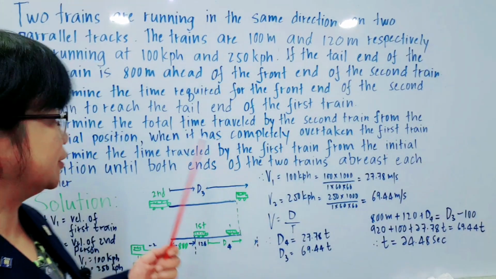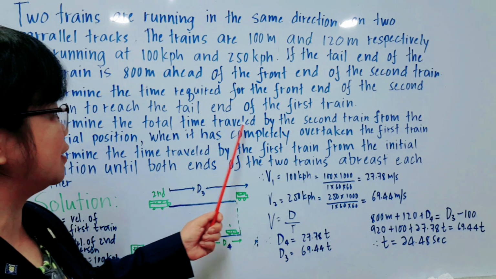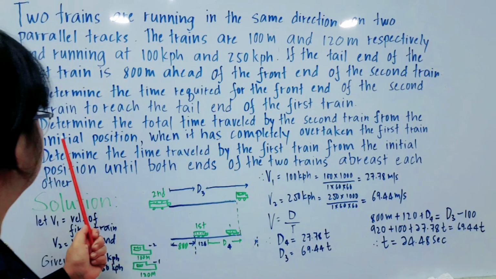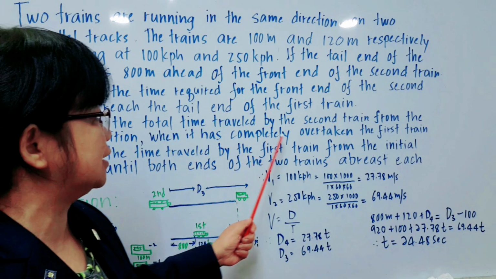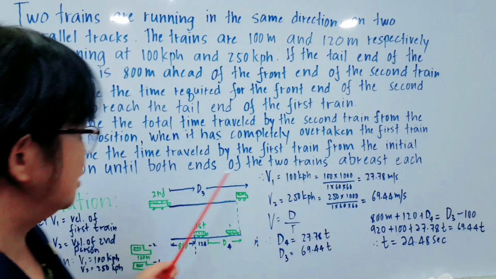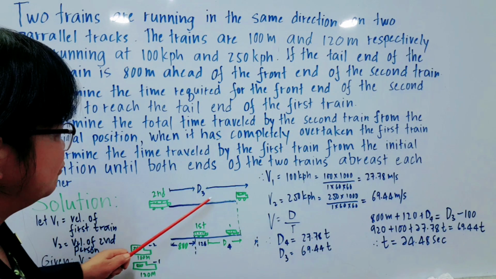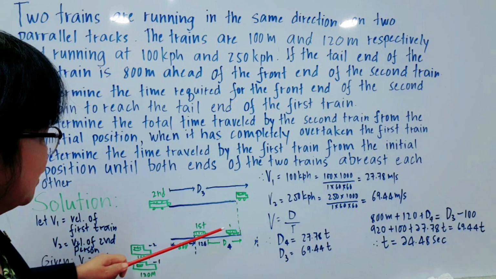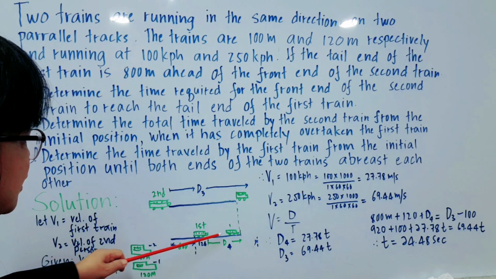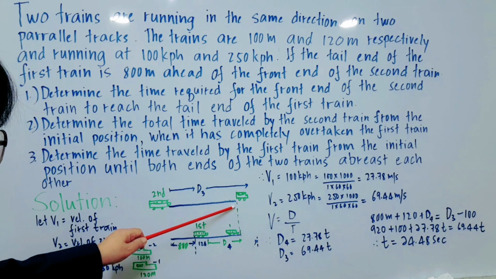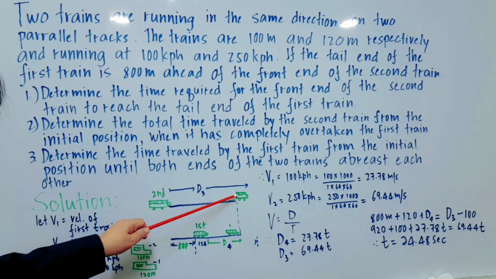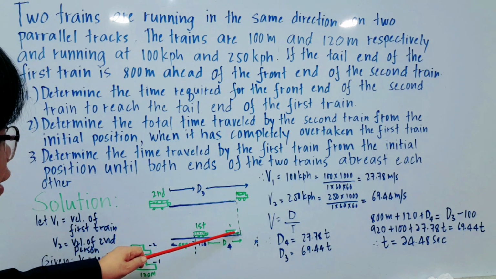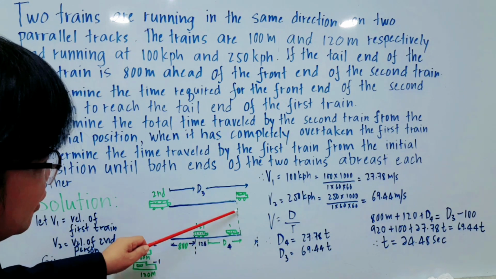Now for the second question, determine the total time traveled by the second train from the initial position when it has completely overtaken the first train. So yung second train, na-overtaken na niya ang first train. So nandoon na siya sa dulo. Ngayon, ang first train na dito. So, ang endpoint nila is the tail end, this one, the tail end of the second train and the front end of the first train.